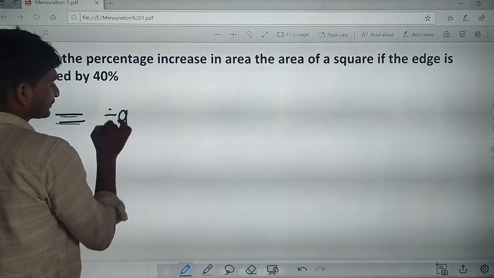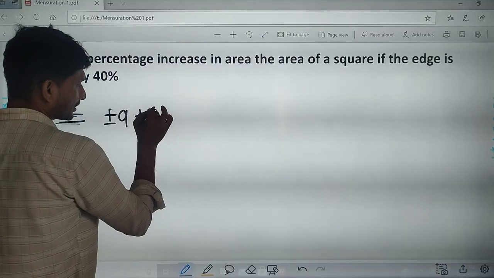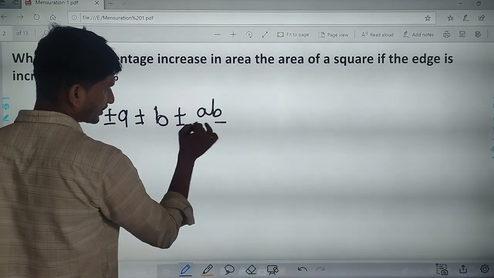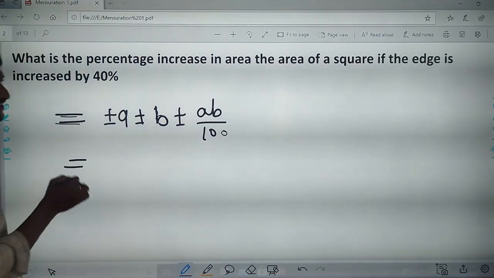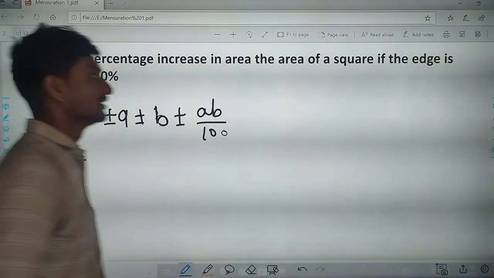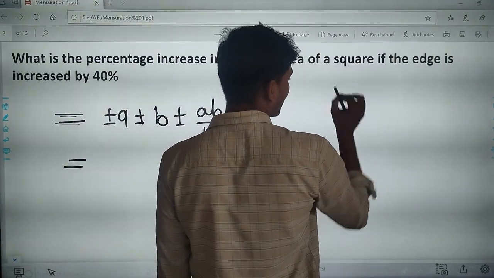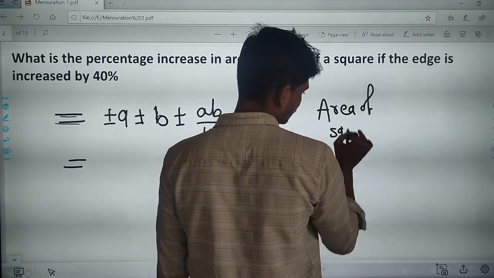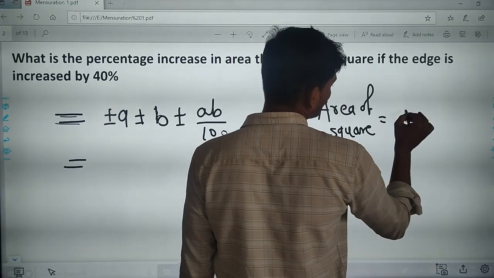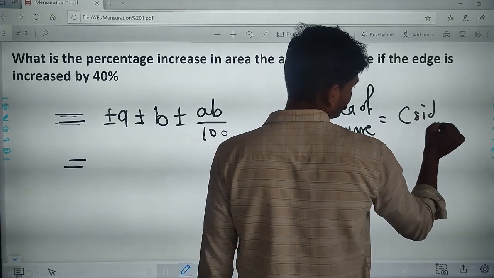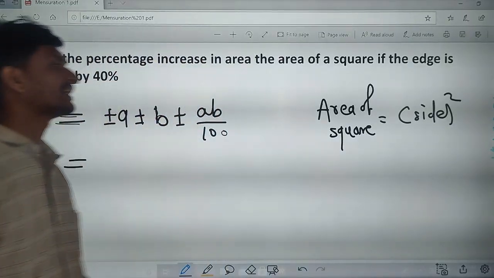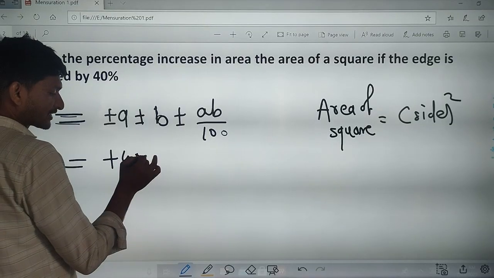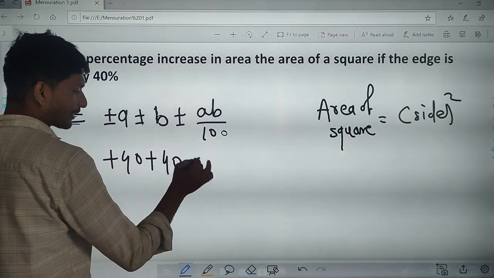Here we take plus or minus, depending on whether it is increased. The area is increased by 40%. Here the formula for the area of a square is side squared. There are two sides, and both are increased by 40%. That is, first is increased by 40%, then second is increased by 40%.